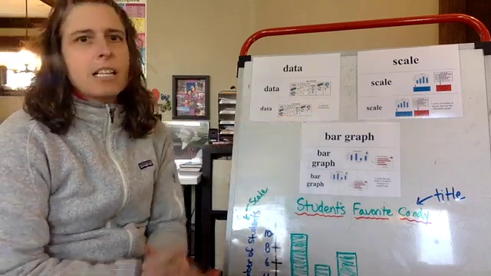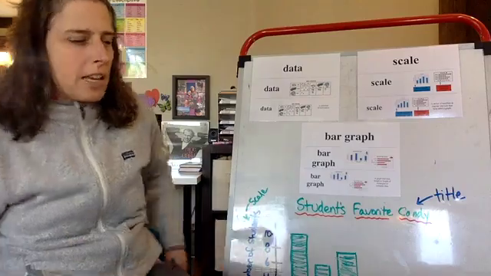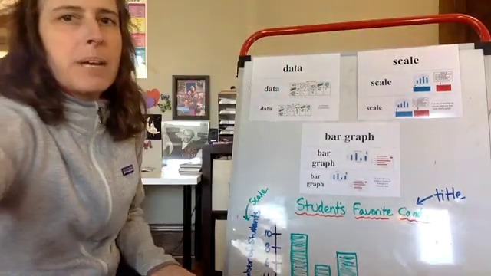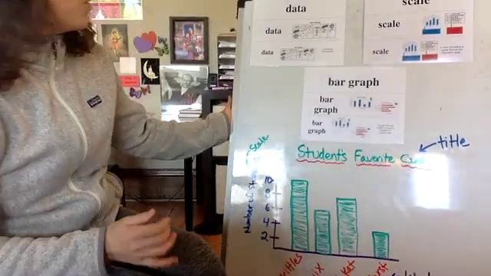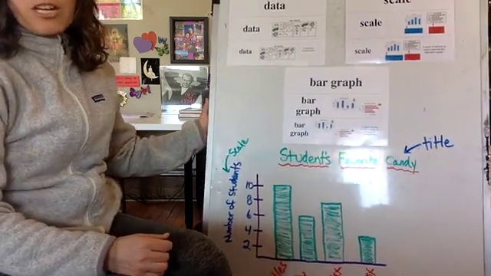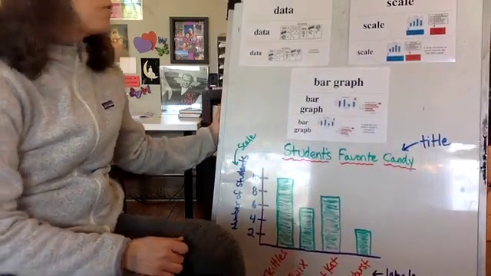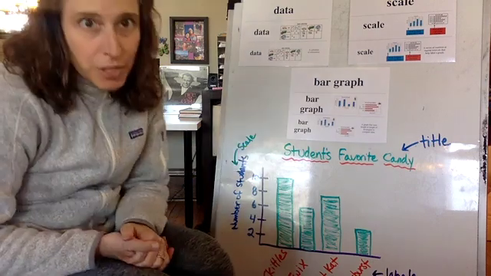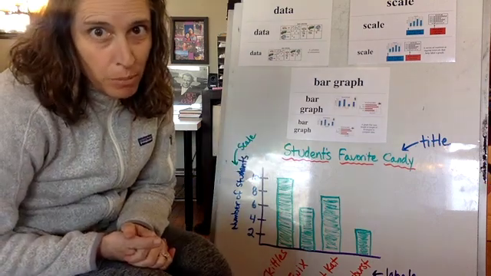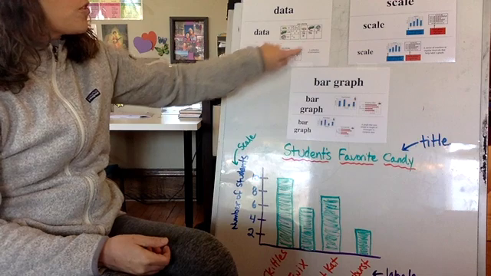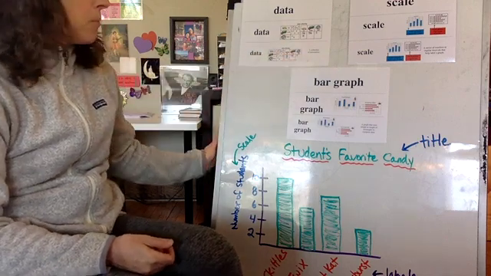So the very first thing that you may be wondering about is, what is data? Data is a collection of information. The data that I came up with my kids today is we talked about what is my students' favorite candy? Since you guys aren't here, we had to make things up a little bit. So that was the data, or the collection of information, that we came up with.